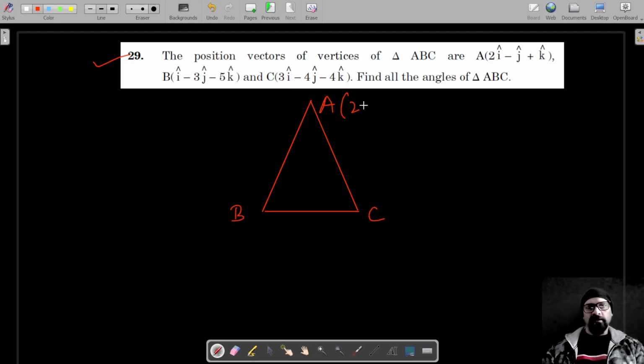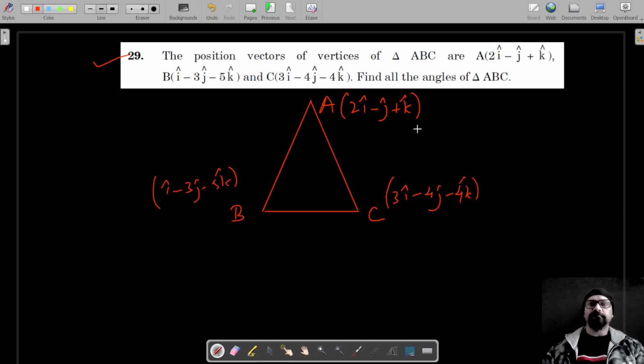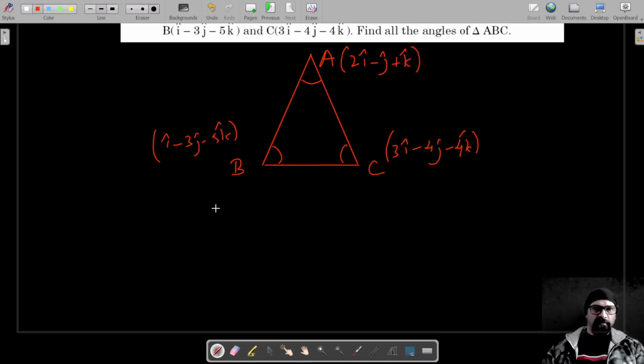So vertex A has position vector 2i cap minus j cap plus k cap, and B has position vector i cap minus 3j cap minus 5k cap. And for C, it's 3i cap minus 4j cap minus 4k cap. Now we have to find the angles, that is angle A, B, and C. So for that, let's use the concept of dot product of vectors.